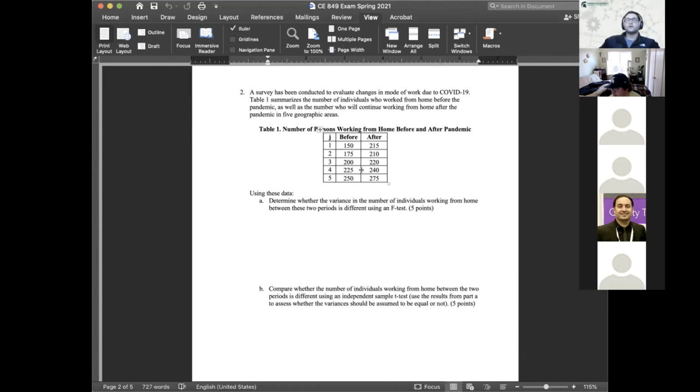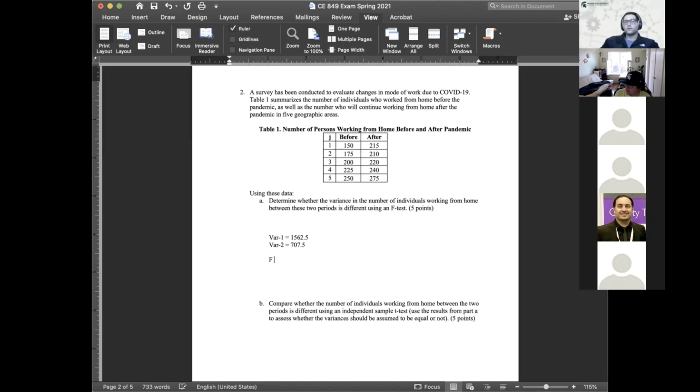As an example, the variance of the first sample here was roughly 1562.5. Variance of the second sample was 707.5. And then our F statistic was just the ratio of those two. So 1562.5 divided by 707.5 gives us 2.21.